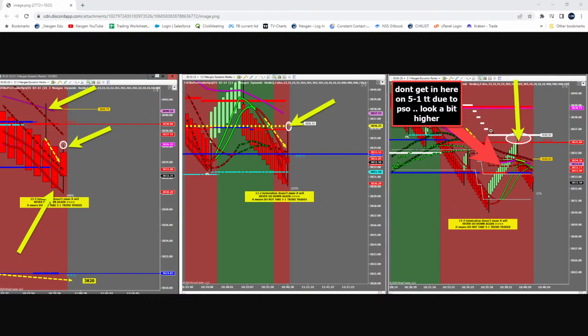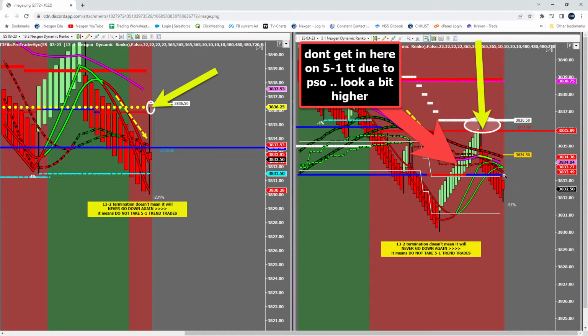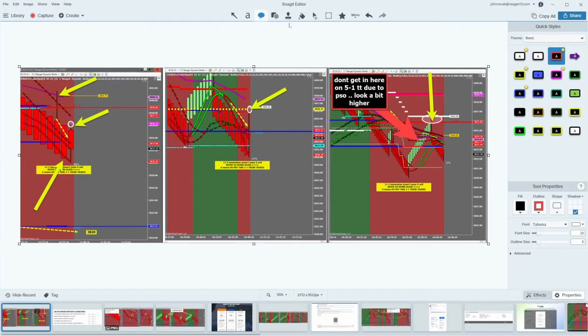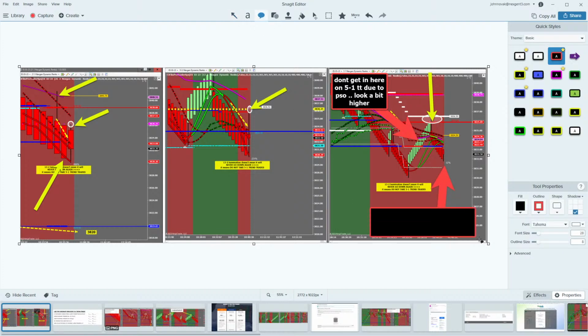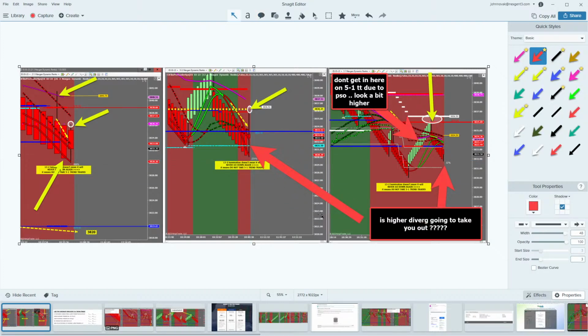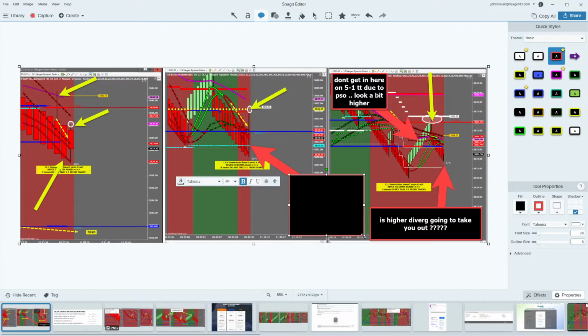Now, for me personally, one of the things that I look at, before we even look at the live market again, you have to ask yourself if a higher divergence is going to take you out of your trade. Now, one of the things that you'll see, I made a video, again, a higher divergence is going to mean that this pivot stop out is going to have a little bit more power.